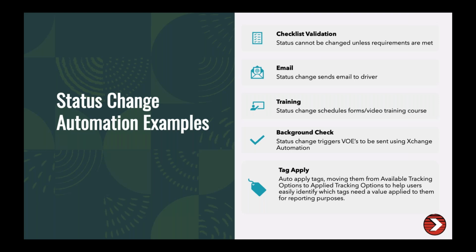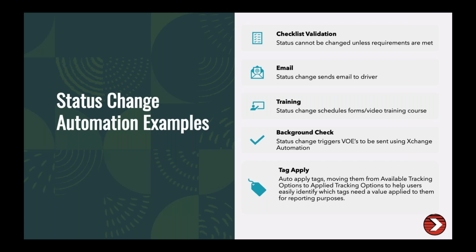If you don't want to go down the restricted status avenue, then you could have a status change that's strictly looking for those things to be present. And then if they're good to go, the status moves through and changes as you would expect. Status changes can also trigger emails.